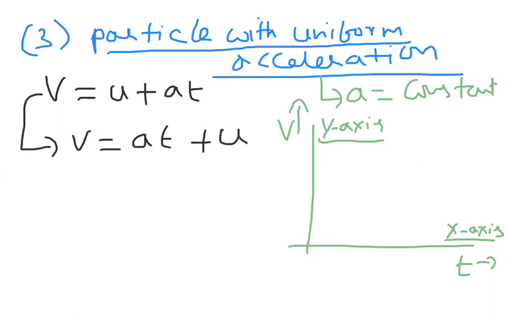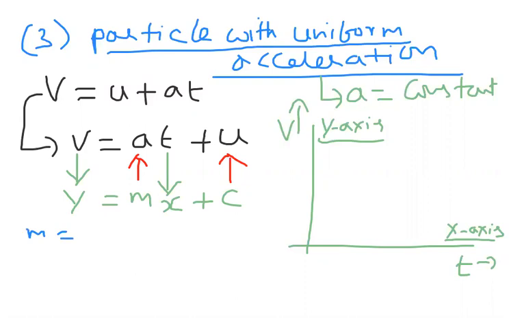Why did you change it like that, sir? Nothing special. I know that time is taken along the x-axis and velocity on the y-axis, so I can write y equals mx plus c. I can compare the above equation with y equals mx plus c. What is m in this straight line equation? This is a straight line equation, so now it is satisfied.